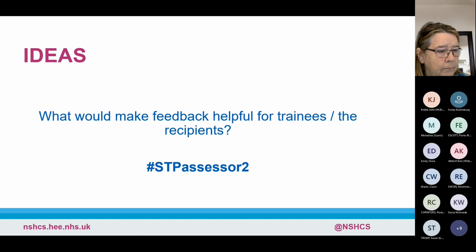So our next one then is what would make feedback helpful for trainees or the recipients of that feedback. So how can we make sure that it is actually helpful to them?